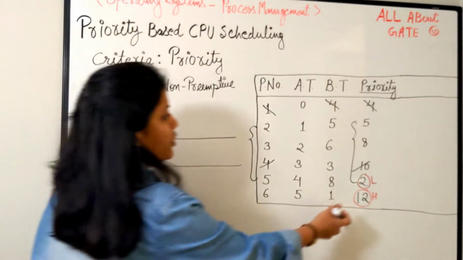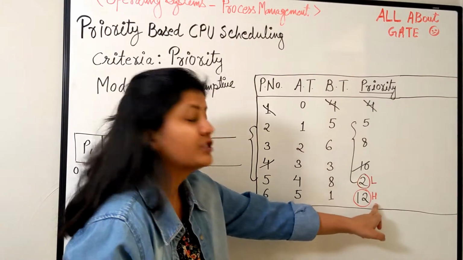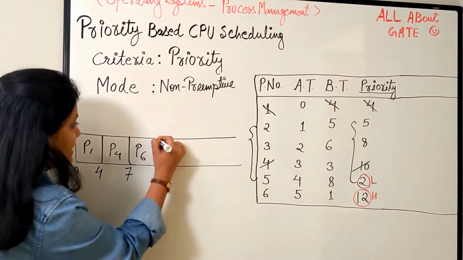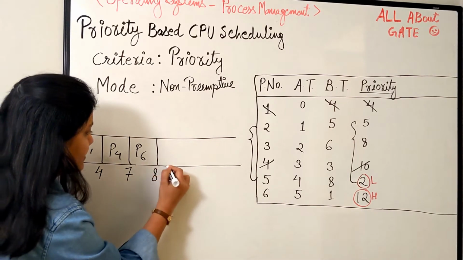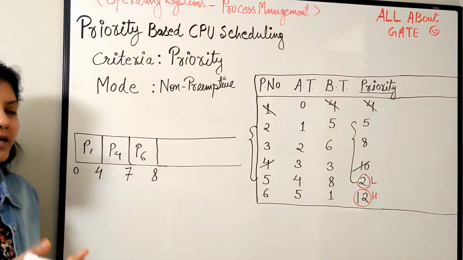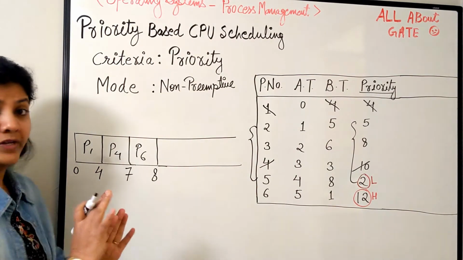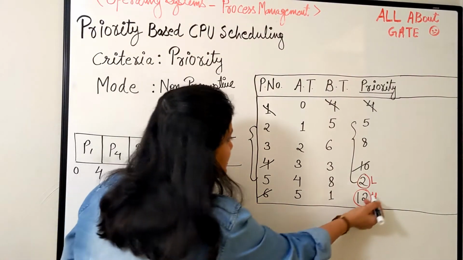Now look at all the remaining priority numbers: 5, 8, 2 and 12. Which is the highest? 12 is the highest number, so let's select that process. That is P6, which needs 1 burst, 7 plus 1, 8. Usually it is seen that high priority processes have lower burst time also. It's not a standard thing, but usually. So this is done.